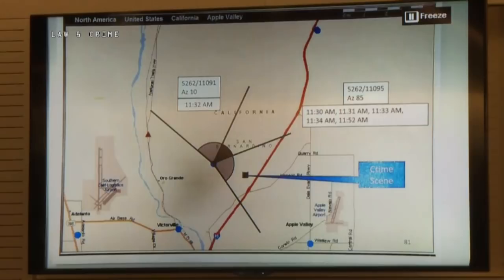Madam Clerk, the picture I have for you, I need that one picture.